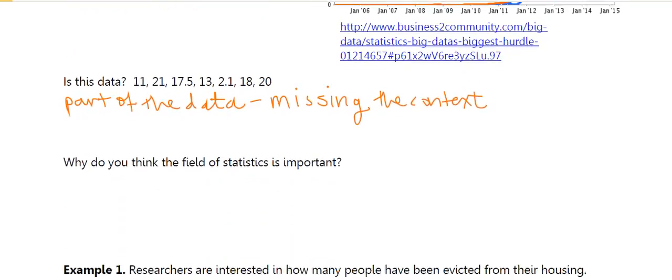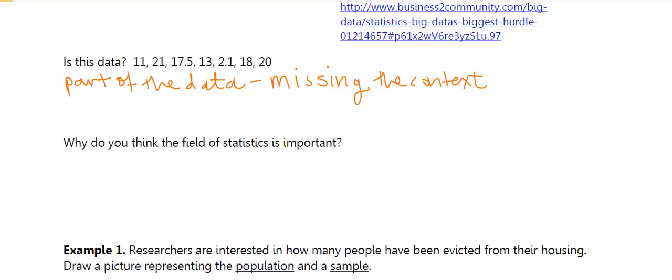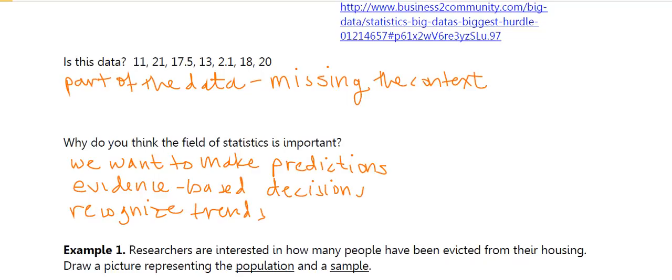Why do you think the field of statistics is important? This is another one we would discuss in class, but I'd like you to pause the video, write down some ideas, and then we'll start again. Okay, you may have said something along these lines. Why is the field of statistics important? We want to be able to make predictions based on the past. We want to make evidence-based decisions. We hear this a lot in social science and lots of places. Evidence-based means we have collected data. And also data can help us to recognize trends.